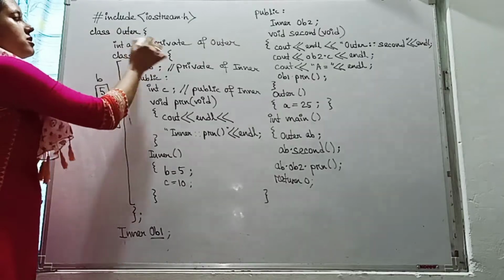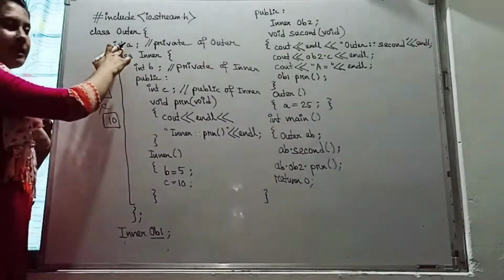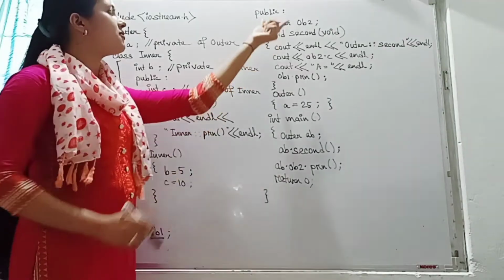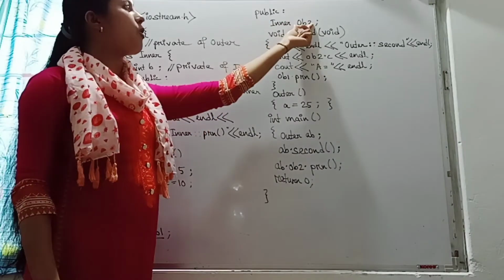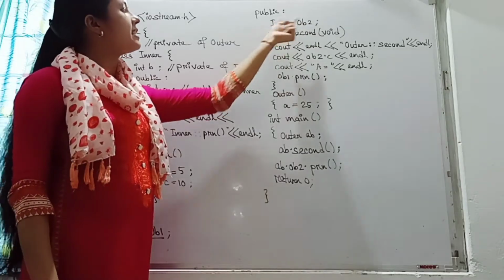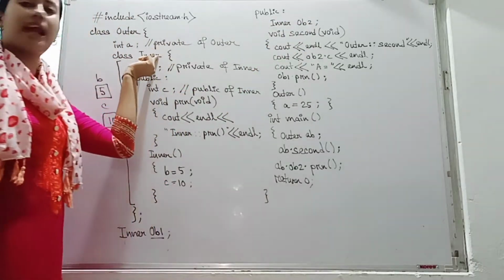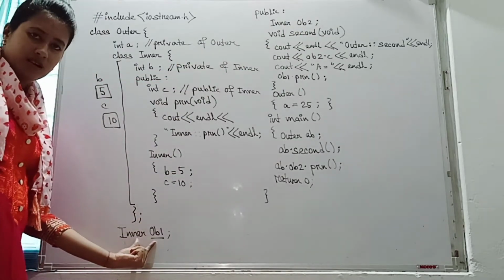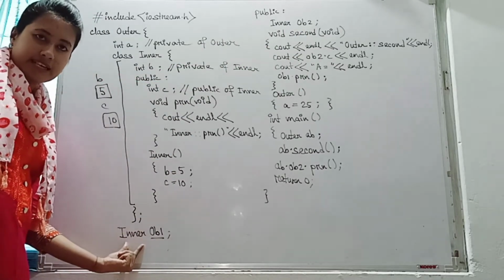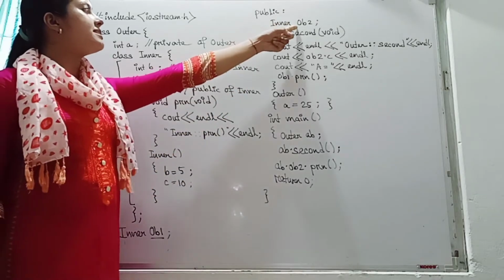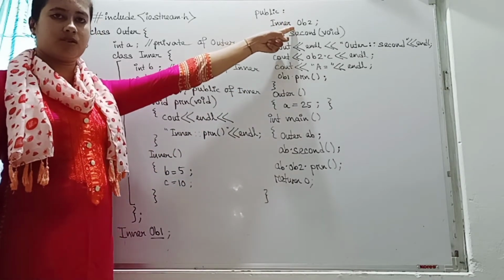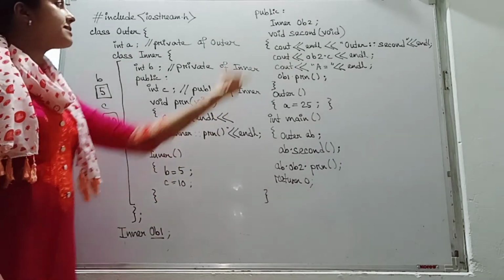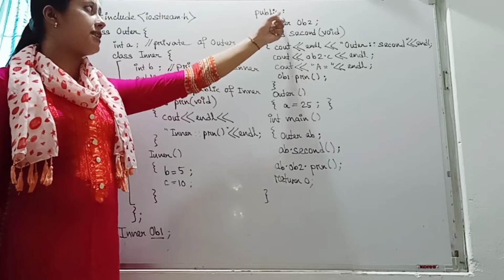Now class outer, private member we have declared here, and these are the public members. In the public section, inner OB2 means here we are creating an object of the inner class, which is OB2. One object of inner is created here, OB1, and another is created in the public section.